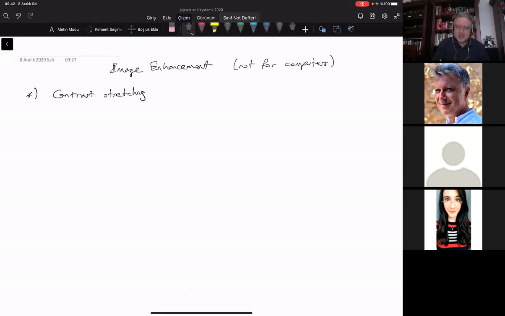So it's more artistic, let's say. The contrast stretching usually looks good if the histogram of an image is condensed in a narrow range as opposed to the full dynamic range. So we have some intensity levels. We're talking about an intensity image here.